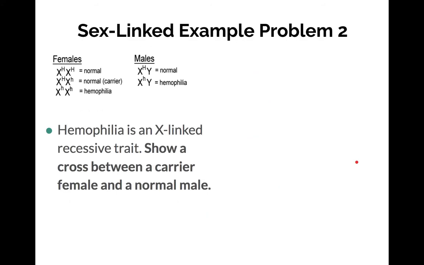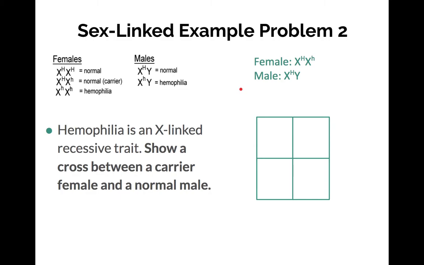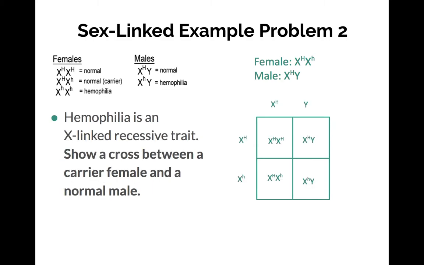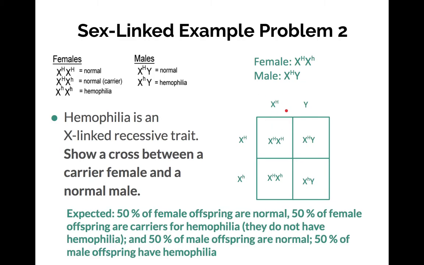All right, problem 2, okay? So now that we've gone through that example, you can pause here and try this one on your own. Okay, so this one, we are showing a cross between a carrier female and a normal male. So our carrier female, okay, again, has to have that recessive allele, because it's a sex-linked recessive trait. So she is normal, but a carrier. Our male is normal, okay, so he has the capital allele. Go ahead and put parent 1, parent 2, perform that cross, and we should get here, okay?